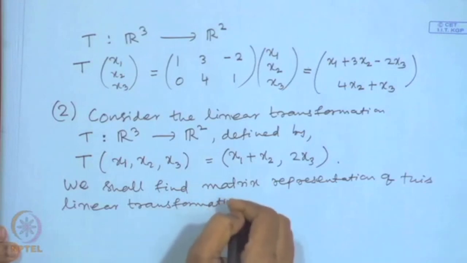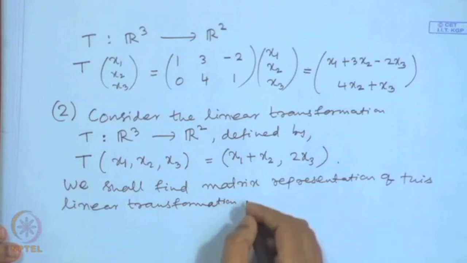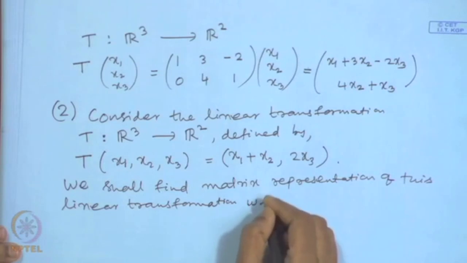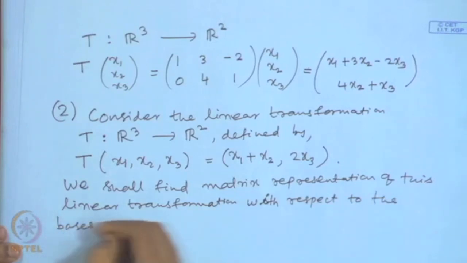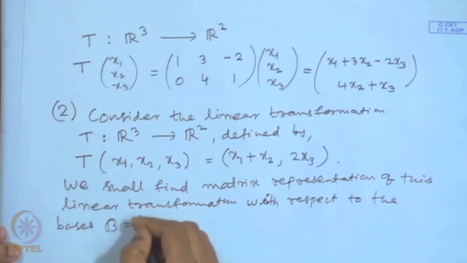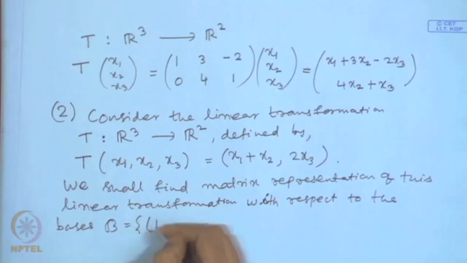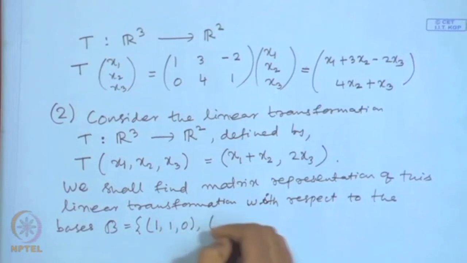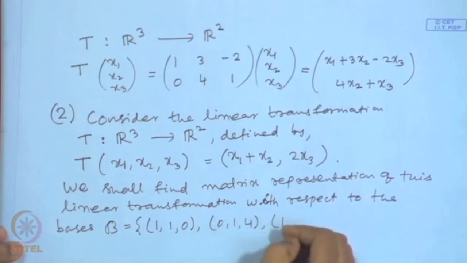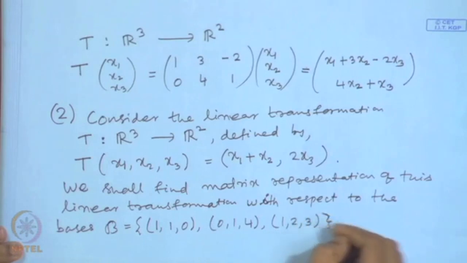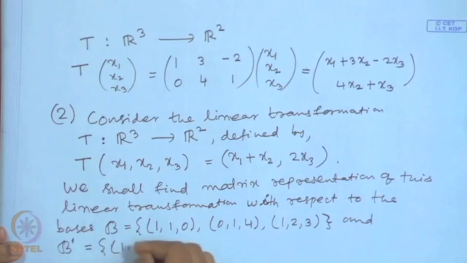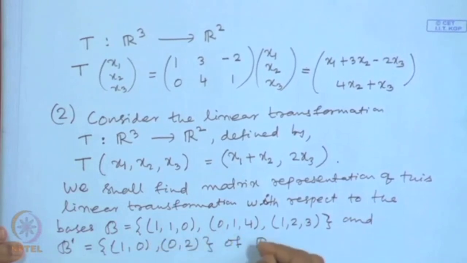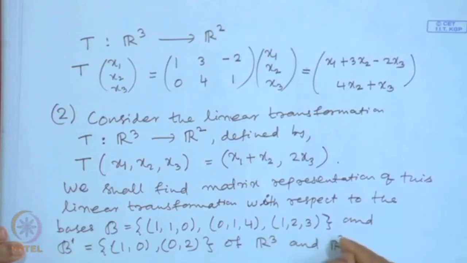So here, this linear transformation with respect to the basis, say B, consisting of 1 1 0, 0 1 4, 1 2 3, and B prime consisting of 1 0, 0 2, of R3 and R square respectively.